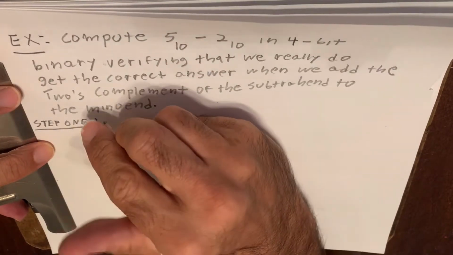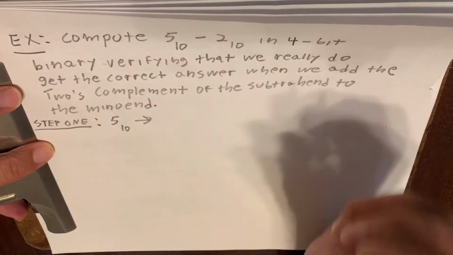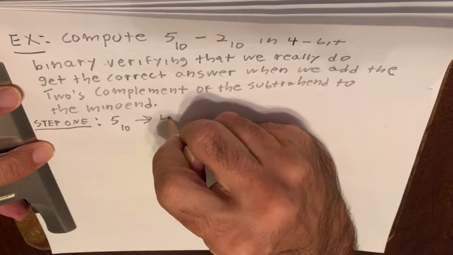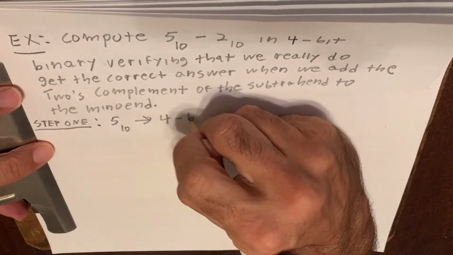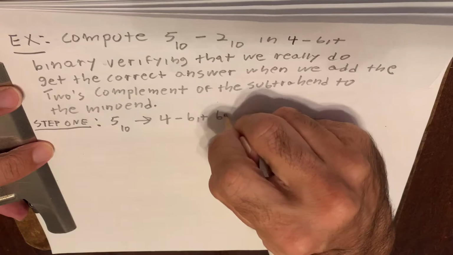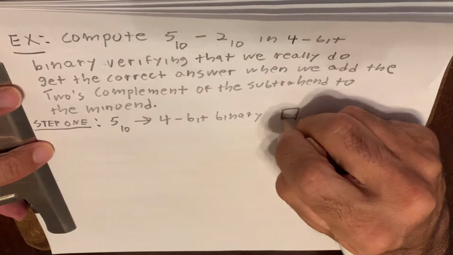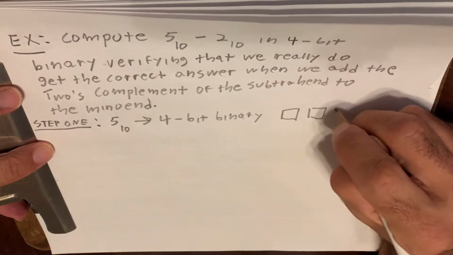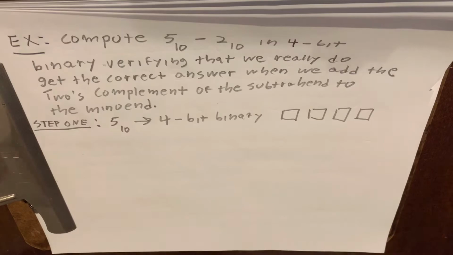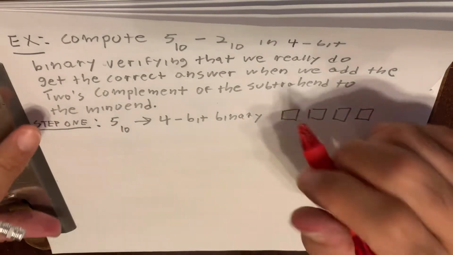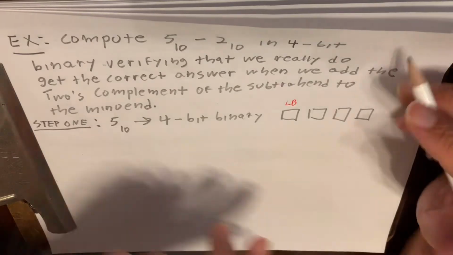Step 1. Let's encode 5 base 10 into binary. And it's 4-bit, because that's what we're doing: 4-bit binary. So this is actually really easy. I'm going to put 4 little squares, one for each bit. And remember, the leading bit doesn't have a place in the place value system.